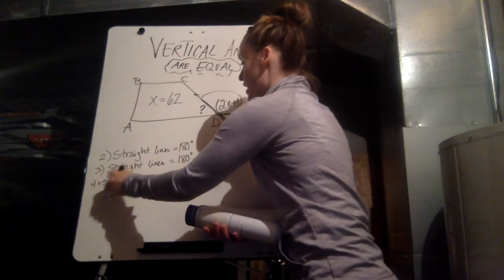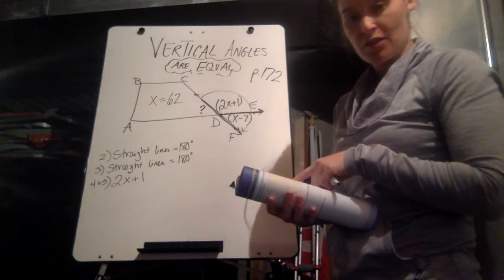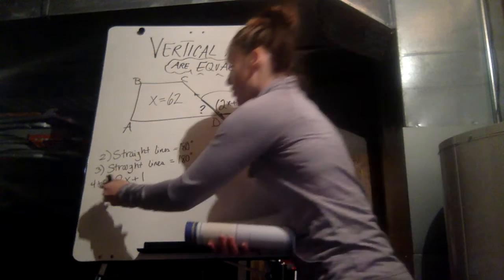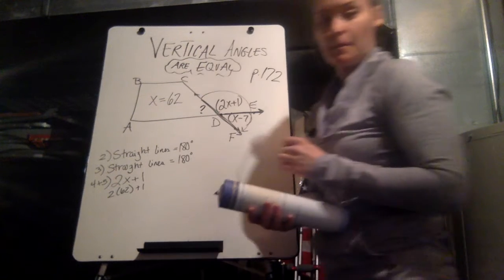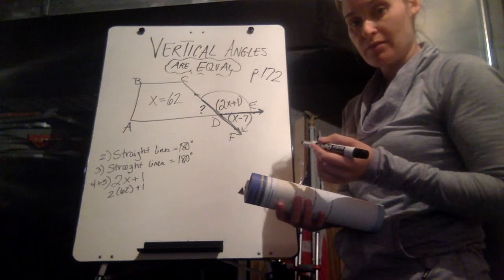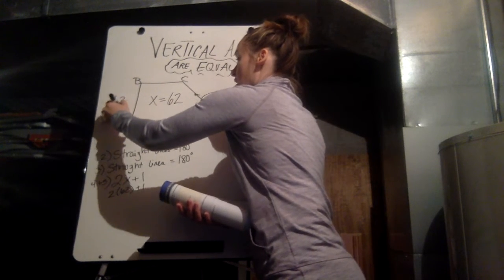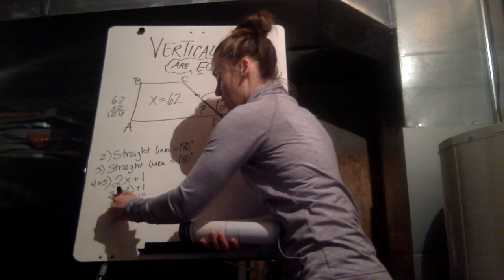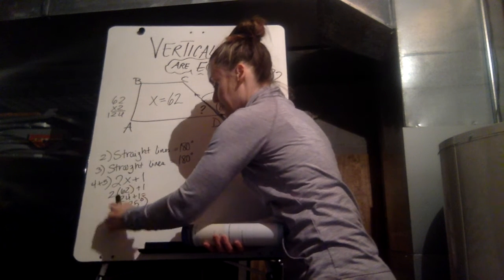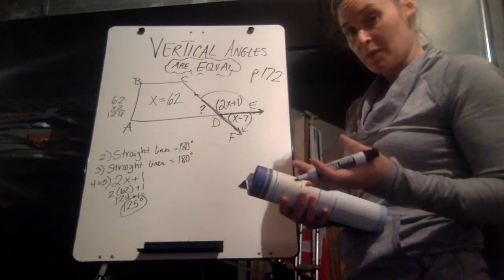So they want you to use the expressions. So 2x plus 1. So anywhere you see an x, we're going to substitute in 62. So 2 times 62 plus 1. All right, so if you're not sure about what 2 times 62 is, do it over on the side. 62 times 2 gives you 124. 124 plus 1 is 125. So that's one of the angles. That's our obtuse angle. And we know the other one's going to be acute now.